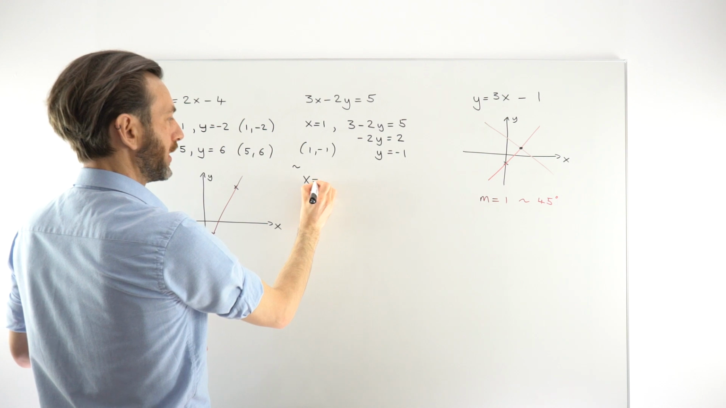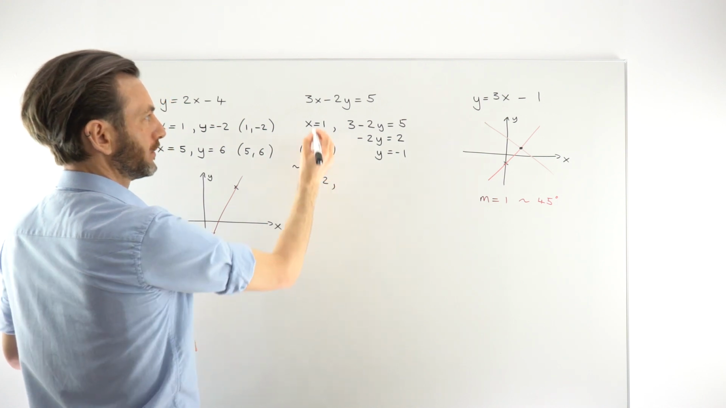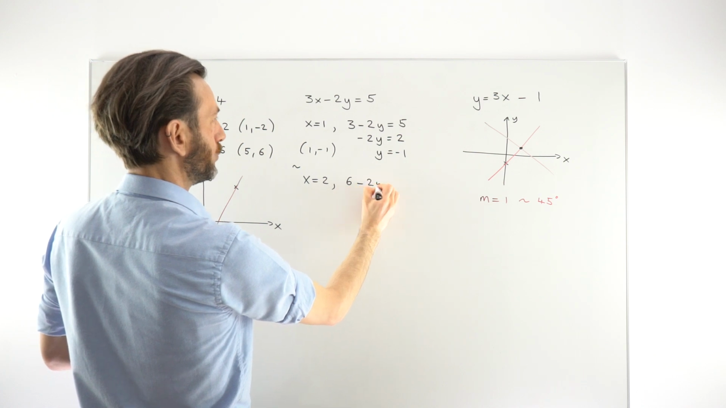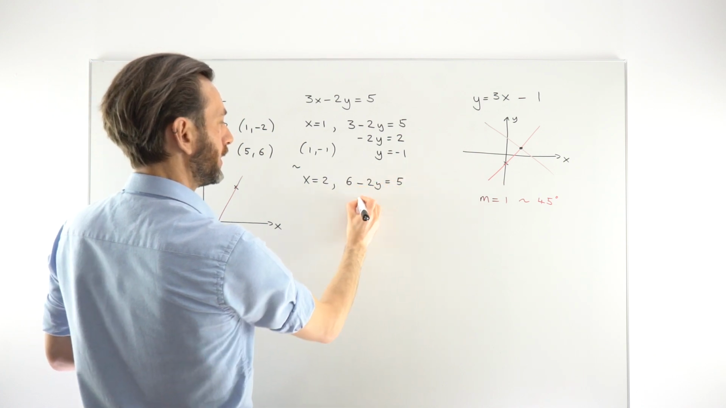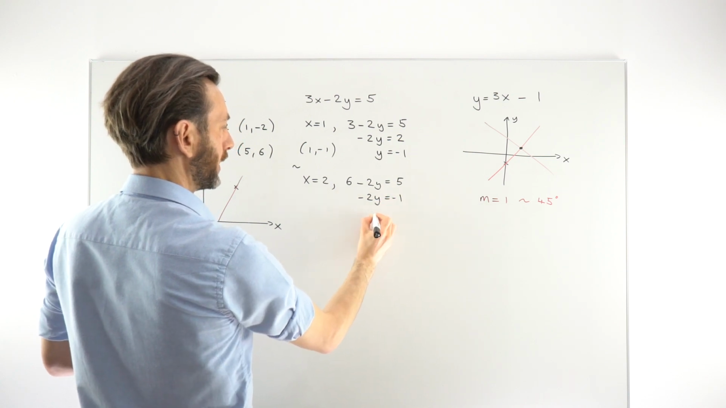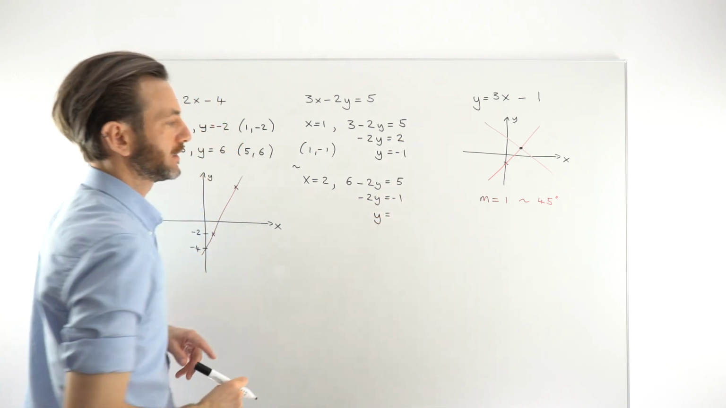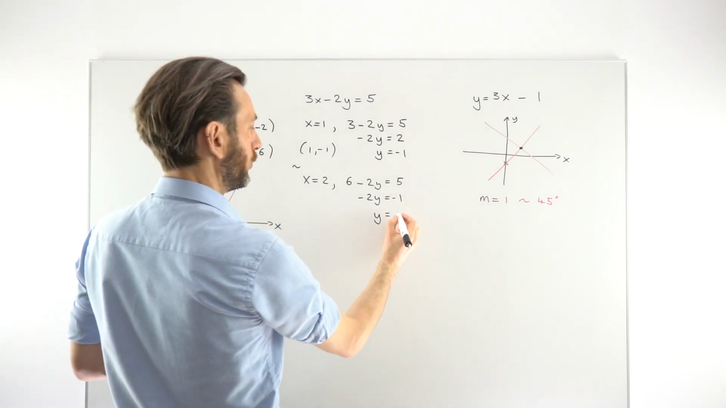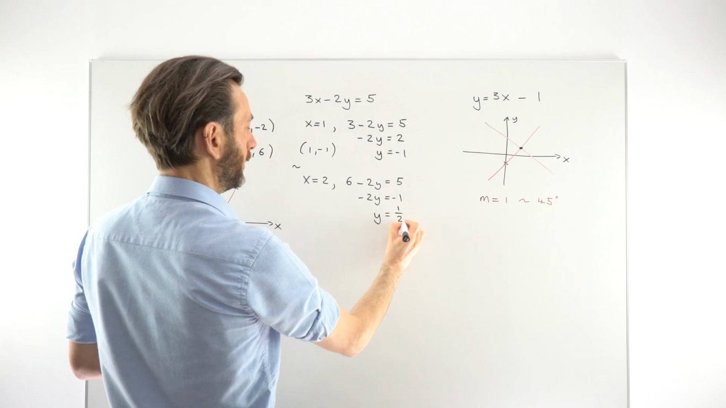Choose another value for x. Let's go for maybe 2 this time. So 3 times 2 is 6, minus 2y equals 5. So again, just moving that 6 over, we get minus 1, and then we get y equals minus 1 divided by minus 2. The minuses would cancel, and you just get 1 over 2.